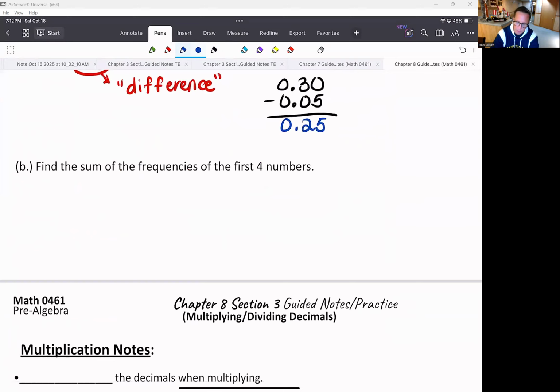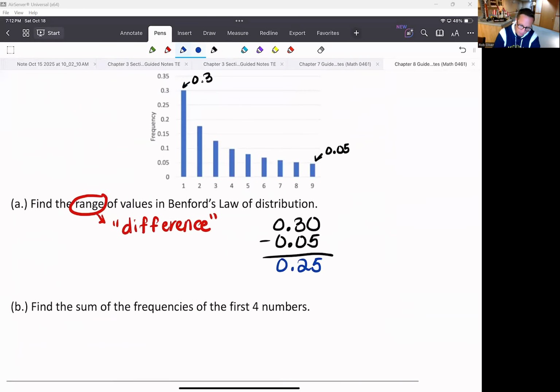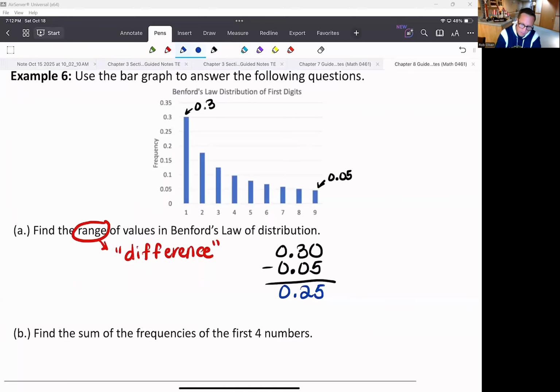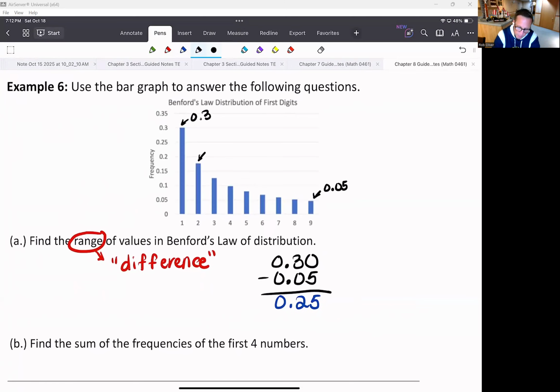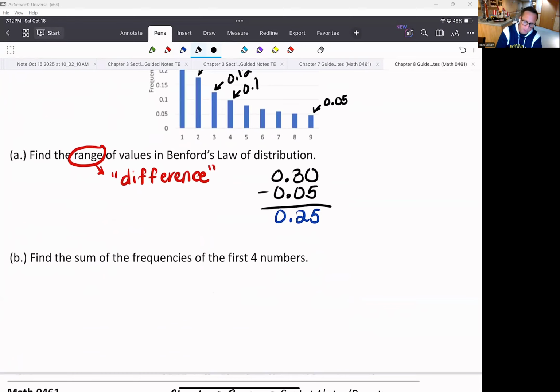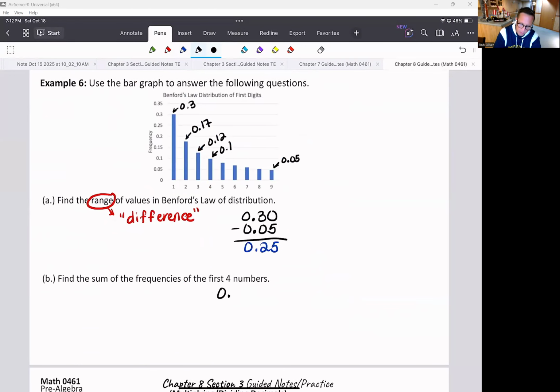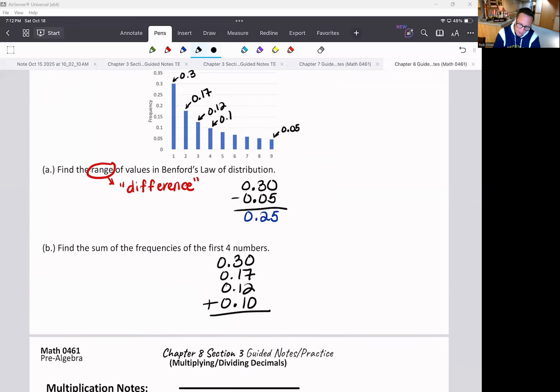All right, find the sum of frequencies of the first 4 numbers. Find the sum. All right, so right here, if I were to estimate that, I would say that's probably 0.17. This is about, I think, probably 0.12. And this is like 0.1. So we're just adding all those up. That's all we're doing. So 0.3, I'm going to put a 0 after it, 0.17, 0.12, and then 0.1 and put a 0 after that. Then add it all up.